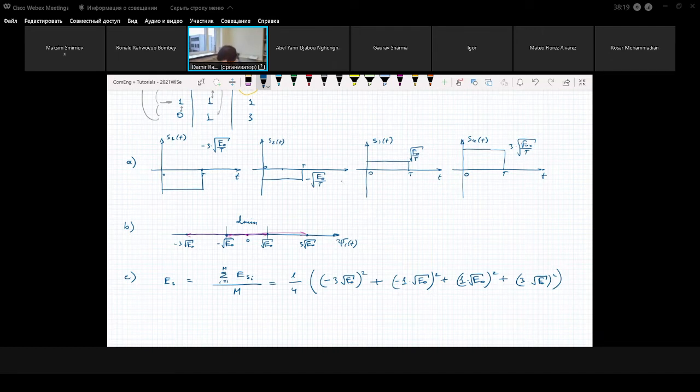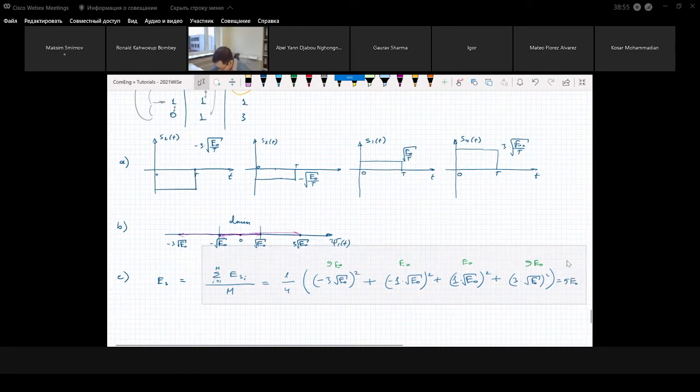What we get is 9 E0 plus E0 plus E0 plus 9 E0, which gives us 20 E0 divided by 4. The result is, oh, not 20, sorry, 5 E0. It is our mean energy per symbol.